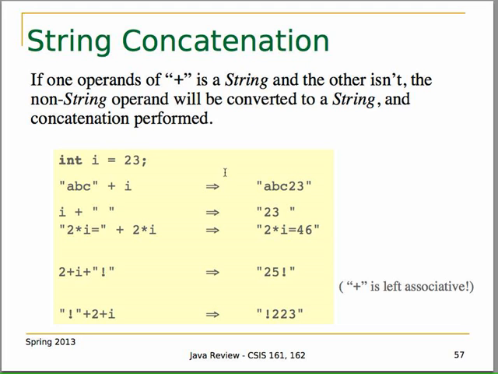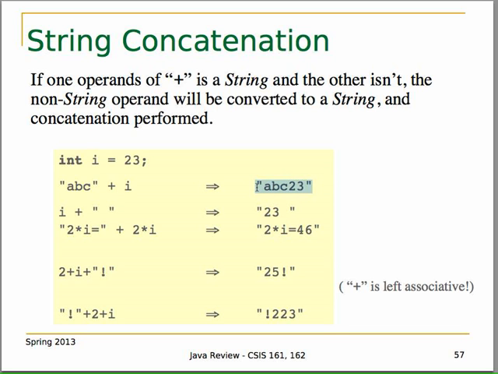Okay, so it turns out that you can actually use an int on the right-hand side of the plus operator, and that's interpreted as concatenating the value of this int. For example, if int i is 23, and you say, in double quotes, ABC plus i, you get ABC23. You get a string back.